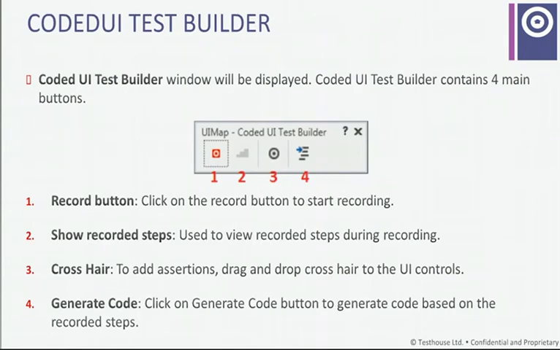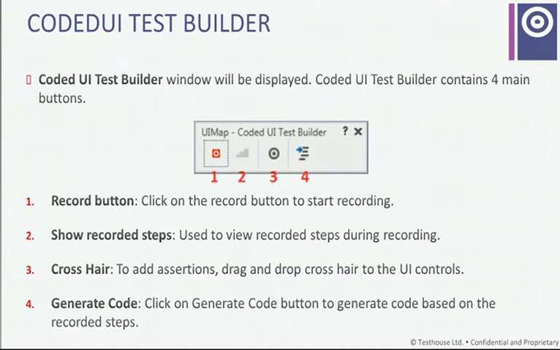Once you've created the test project, Visual Studio will minimize, and you'll get this test builder window pop up with 4 basic buttons to control how the recording progresses. You can start and stop the recording. You can check that your steps are correct, that you recorded what you thought you had. There's a crosshair button to highlight different parts of the interface to bring into the test so you can test against them.